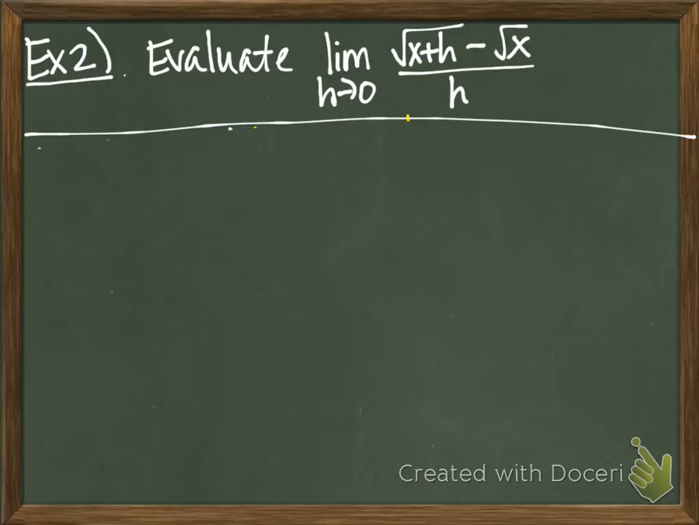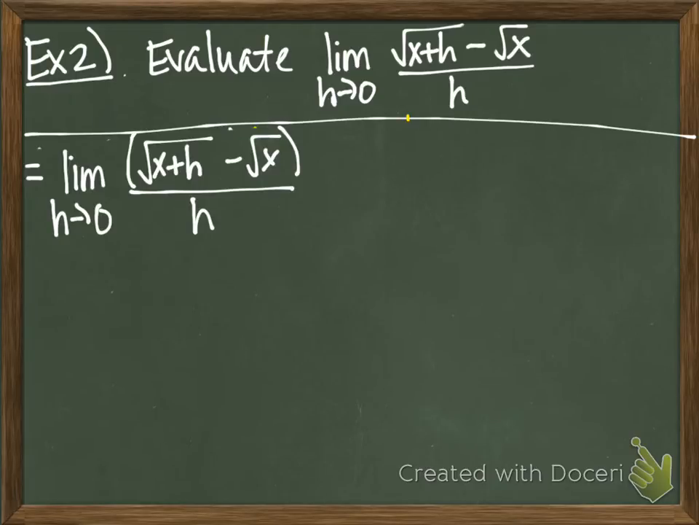Alright, so let's try this one again. So go ahead and put it on pause, and based on what we just did, see if you can evaluate this one. Okay, if you try direct substitution, if you plug in 0 for h, you're going to get 0 over 0 again. Alright, so we have a square root. So we're going to try this multiplying by the conjugate trick.